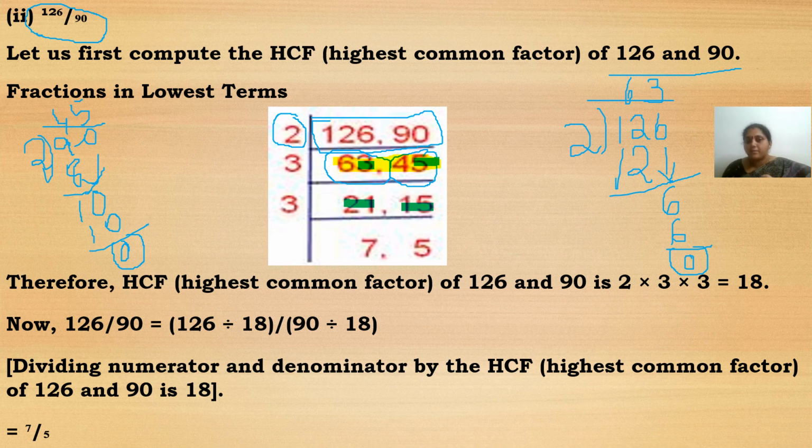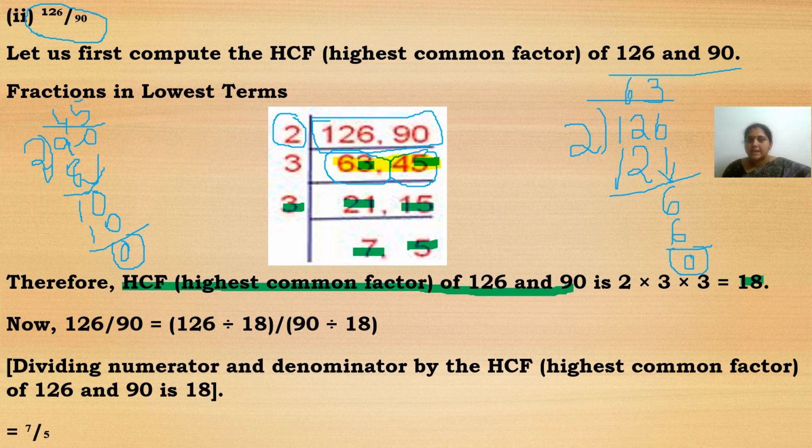Now, 21 and 15, again, those are not prime numbers. Again, we have to do the prime factorization. So what is the number you are taking here again? 3. 3 sevens are 21, 3 fives are 15. Therefore, the highest common factor of 126 and 90 is, what are your numbers here? Your numbers are 2, 3, 3. So multiply those three numbers. These are the prime numbers, right? You have to multiply those three prime numbers. So you will get your answer: 2 3s are 6, 6 3s are 18. So 18 is your number.